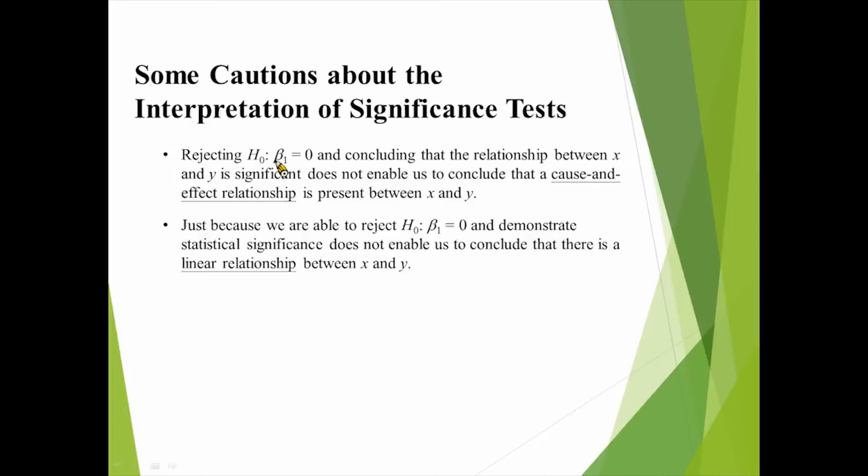So we reject beta 1 equals 0 just because we are able to reject. Significance doesn't enable us to conclude that there is a linear relationship between X and Y.